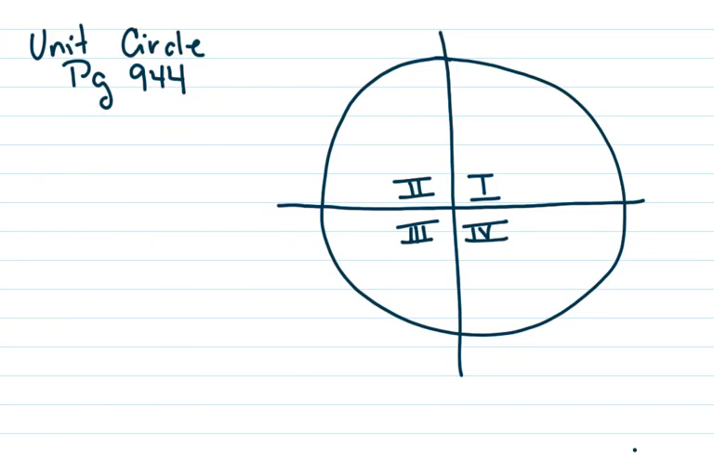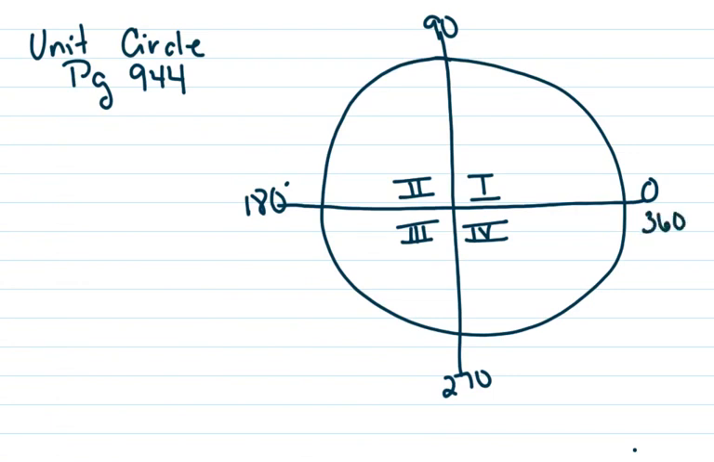So we start right here at 0 degrees. Hopefully you recognize all the way at the top, we'd be at 90 degrees. Halfway around the circle, 180. At the bottom, we're at 270. And all the way around is 360.